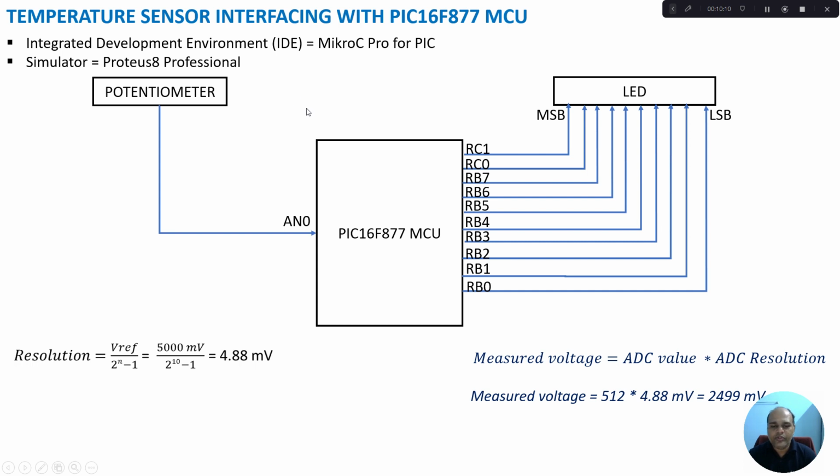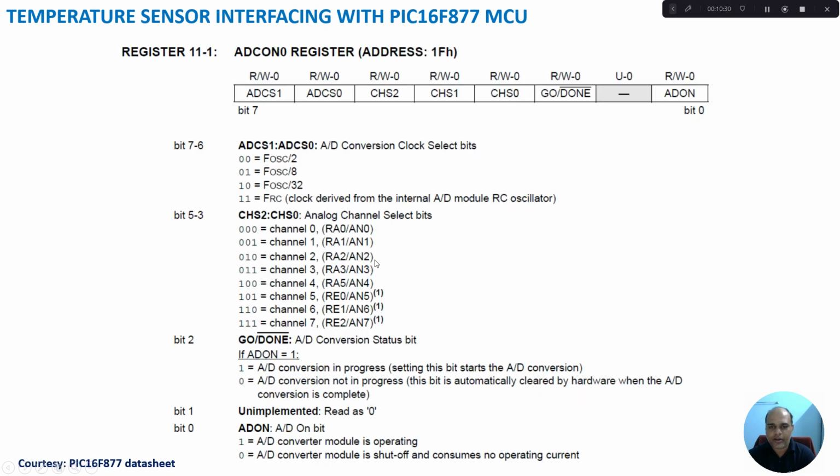I am going to use a reference voltage of 5 volt, and we already know that the PIC16F877 microcontroller has a 10-bit ADC. So the resolution of your ADC is 4.88 millivolt. Before moving on to the program, let us see the important registers associated with the ADC of your PIC16F877 microcontroller. One of the registers is the ADCON0 register.